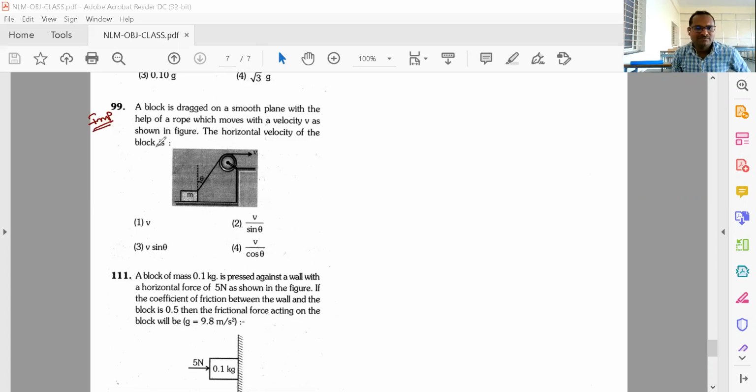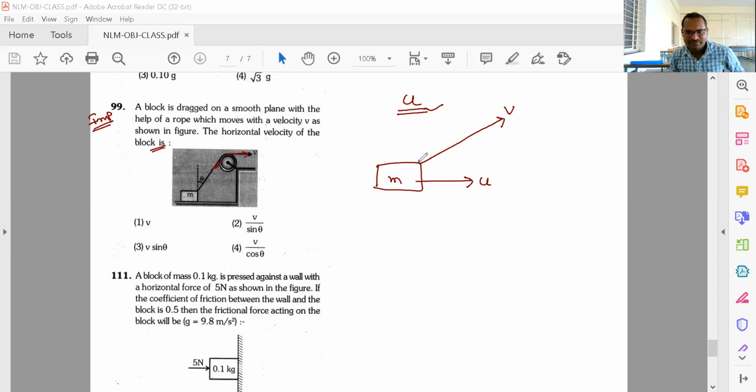The horizontal velocity of the block is, see, let us suppose the horizontal velocity of the block is u. Okay, so as this block of mass m, let us suppose it is moving with a velocity u. Okay, and a rope is connected here like this, and it is moving with a velocity v. See here, it is moving with velocity v means this is also moving with velocity v, and this is at angle theta given. Okay, if this is theta, what will be this angle?